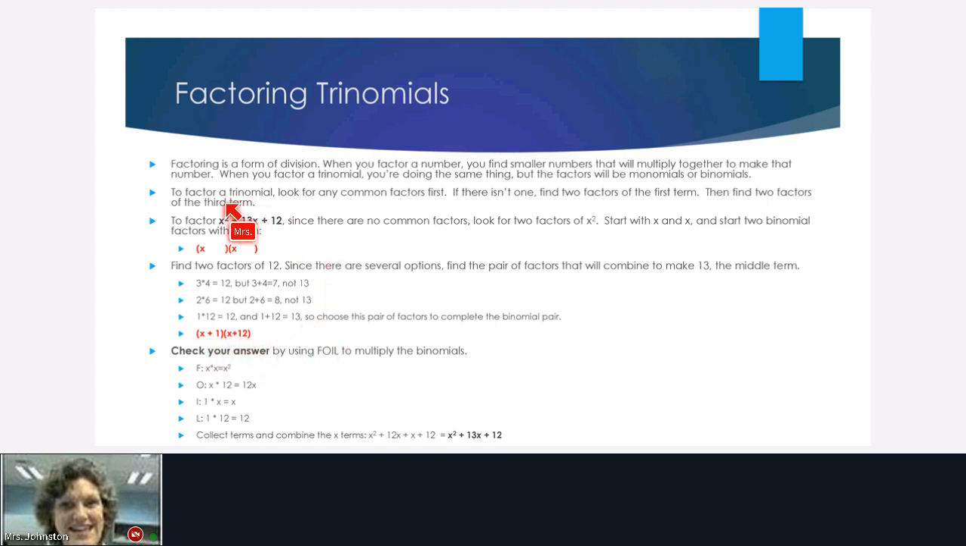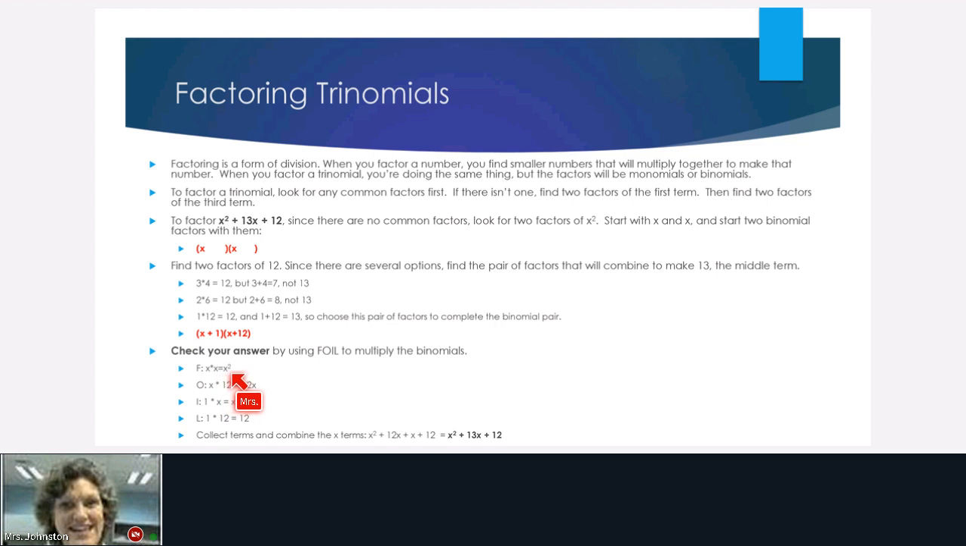Since everything is plus in this polynomial, it doesn't matter which order I put them in, so I end up with x plus 1 times x plus 12. Now, that seems like it works because I chose the numbers specifically to go back to my original trinomial, but let's check it with FOIL.